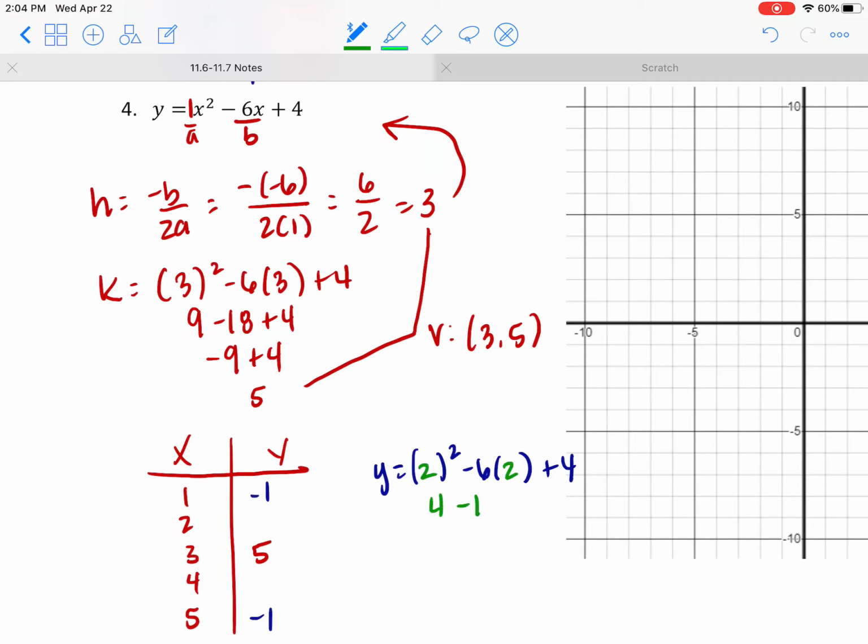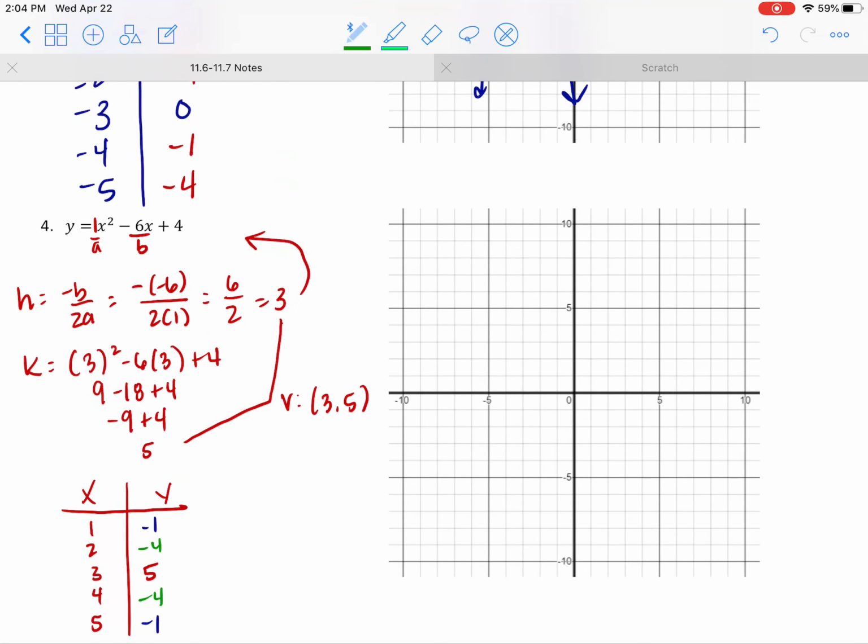And now I'm going to plug in 2, although you could have chosen to go with the 4, it doesn't really matter. I'm going to plug in 2 here. So that's 4, that's negative 12. 4 minus 12 is negative 8, and negative 8 plus 4 is negative 4. So a negative 4 here, and a negative 4 here. All right, now we have enough points that we can put this all on the graph.